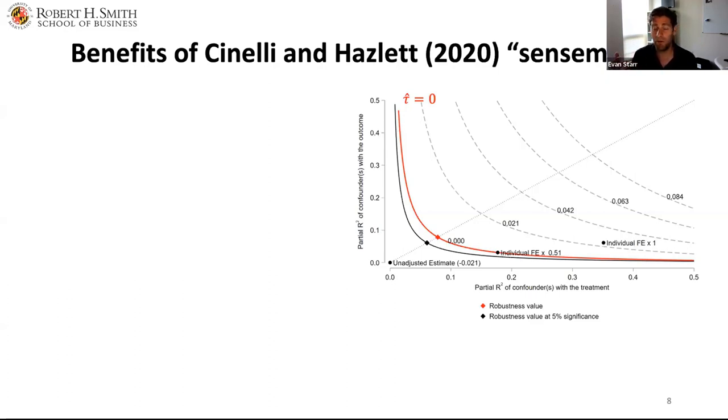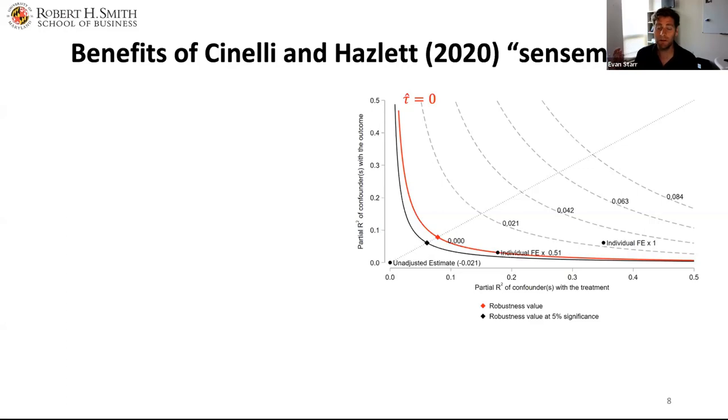You might also care about inference. Maybe I want to know when this is going to kill the statistical significance. So you can also plot the contour line that corresponds to the 95% confidence interval, which we've done in black here. If you lie anywhere beyond this black line, you will end up with an insignificant result at the 5% level.